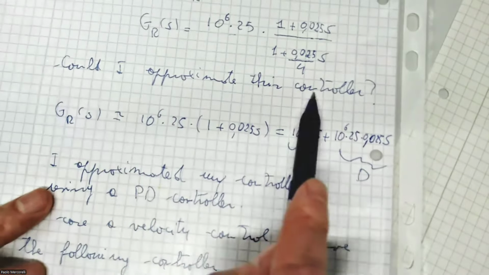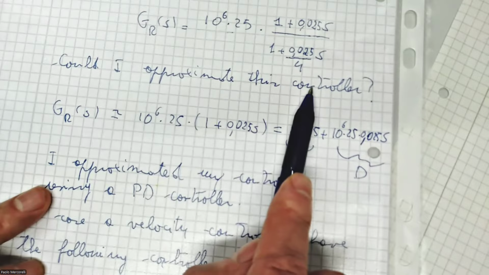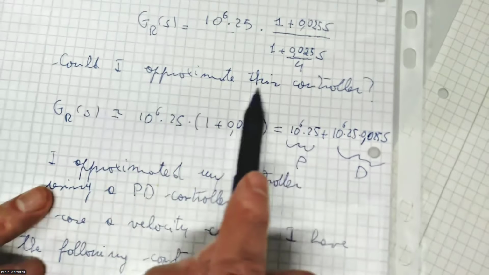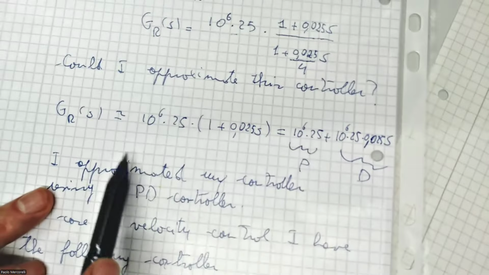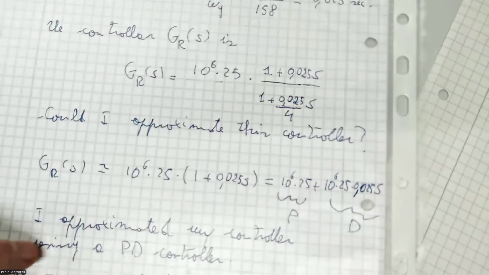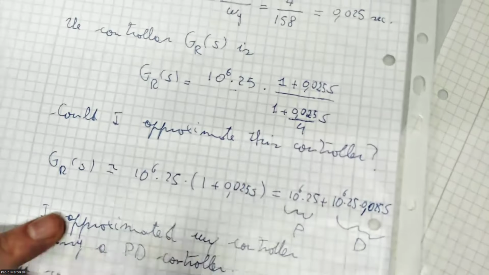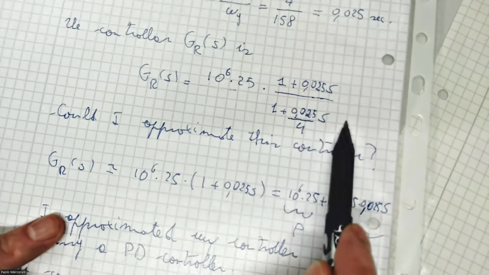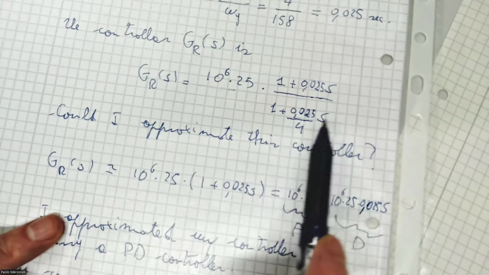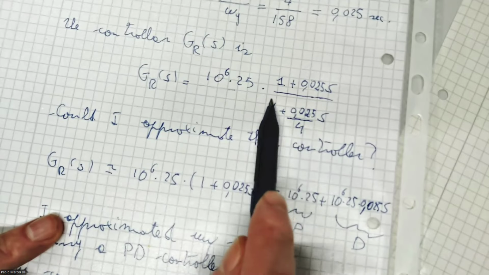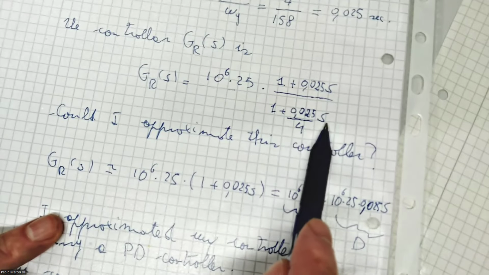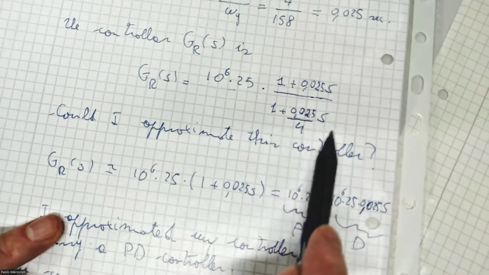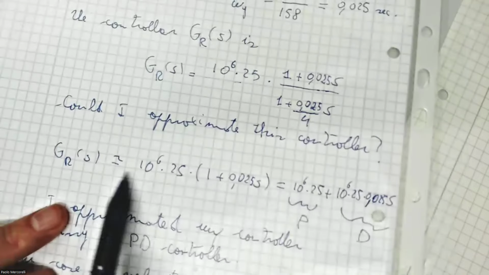If I want to approximate, or the question is, could I approximate the controller? Yeah, eventually. What I can neglect here, for low frequency, is this element, because it's divided by 4. I mean, with respect to 1, I can consider for small frequency to neglect this. And the controller becomes this.